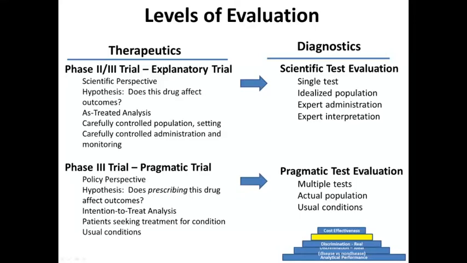So that's what's called an as-treated analysis. But there's also things called pragmatic trials, and this takes more of a policy perspective. It's not asking what's the effect of this drug on the body, which is what's done in the explanatory trial. A pragmatic trial says, what happens when you prescribe this drug to people? Does it affect outcomes? Well, all kinds of things can happen when you prescribe a drug.